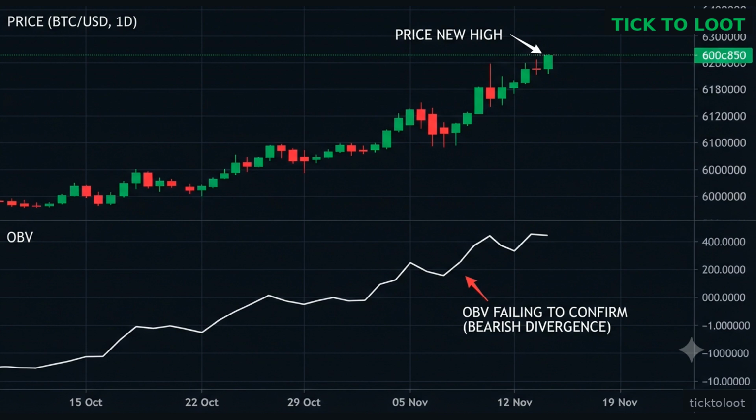Now, let's talk about OBV divergence. This occurs when the price makes a new high, but OBV does not. This is a potential reversal warning, as it suggests that the price move is not driven by a large number of traders and might not be sustainable. For example, if we see the price making a new high, but OBV not making a new high, it's a sign that the uptrend might be weakening.